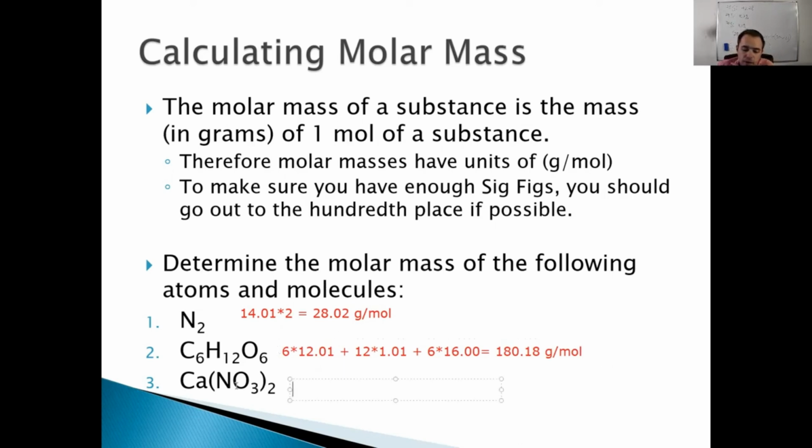Let's get the average atomic mass of calcium nitrate. So if we do this, calcium weighing in at 40.08. You got 2 nitrogens. See that 2 gets distributed in, right?